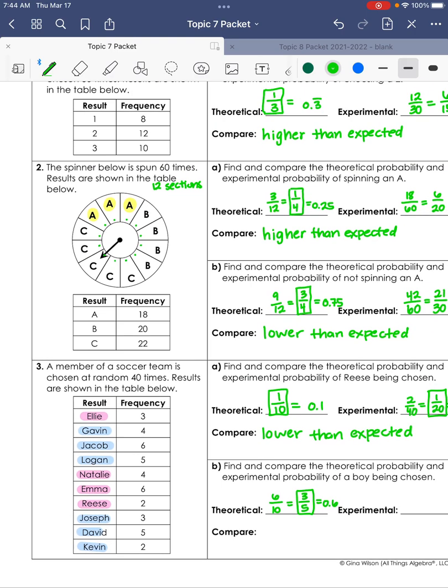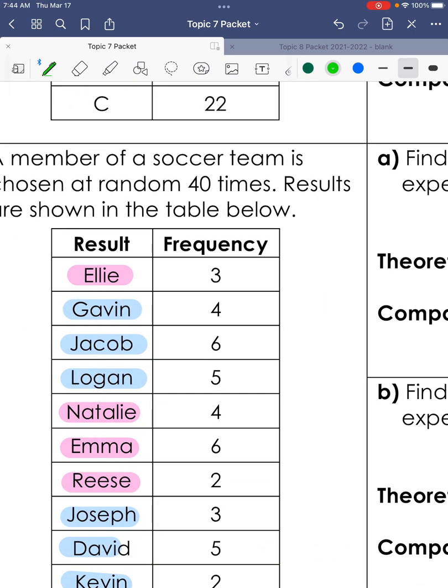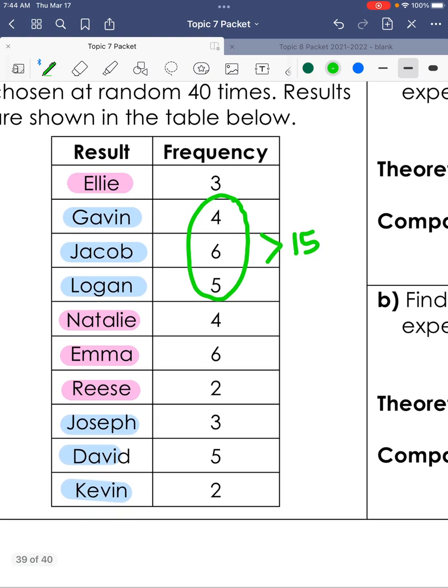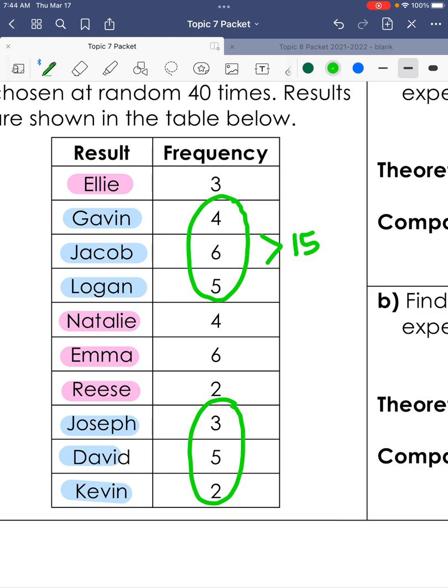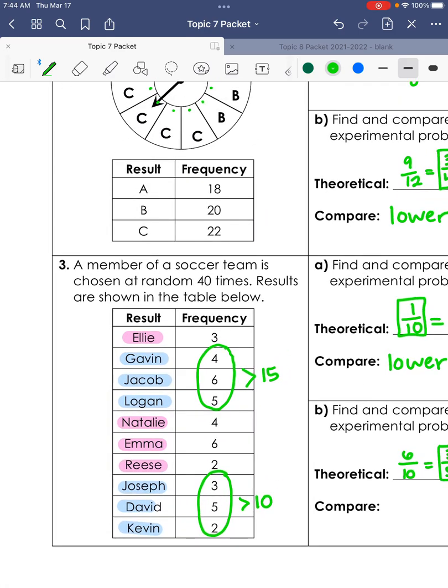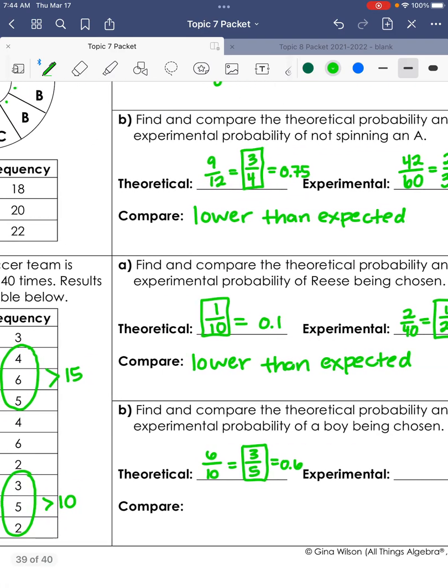Okay, now let's figure out our experimental probability. So I have to add up all of these numbers for the boys. So 4 plus 6 plus 5. When I add those up, I get 15. And now I've got 3 plus 5 plus 2. Well, 3 plus 5 is 8 plus 2 is 10. So boy names were chosen 15 plus 10, 25 times.